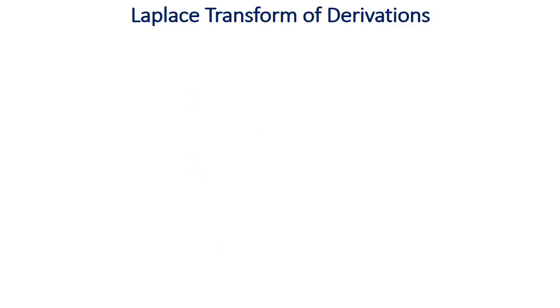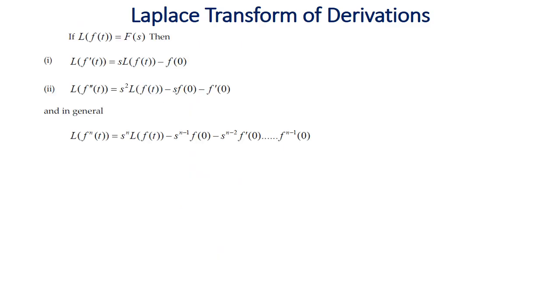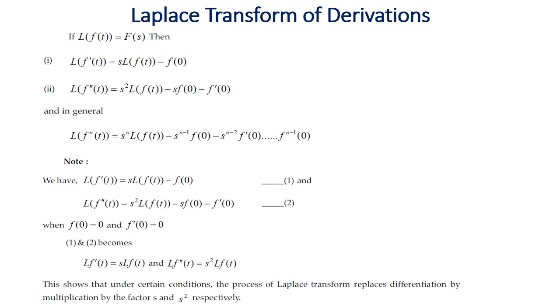Laplace transform of derivatives. If L of f of t is equal to F of s, then L of f dash of t is equal to s times L of f of t minus f of 0, and L of f double dash of t is equal to s square L of f of t minus s f of 0 minus f dash of 0. We have to note that under certain conditions, the Laplace transform replaces differentiation by multiplication by the factors s and s square respectively.